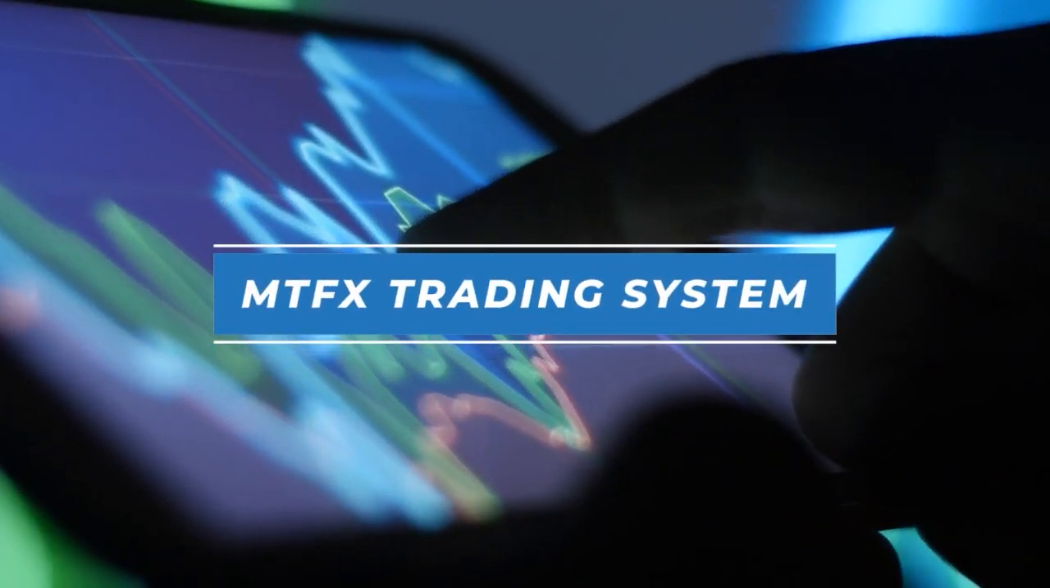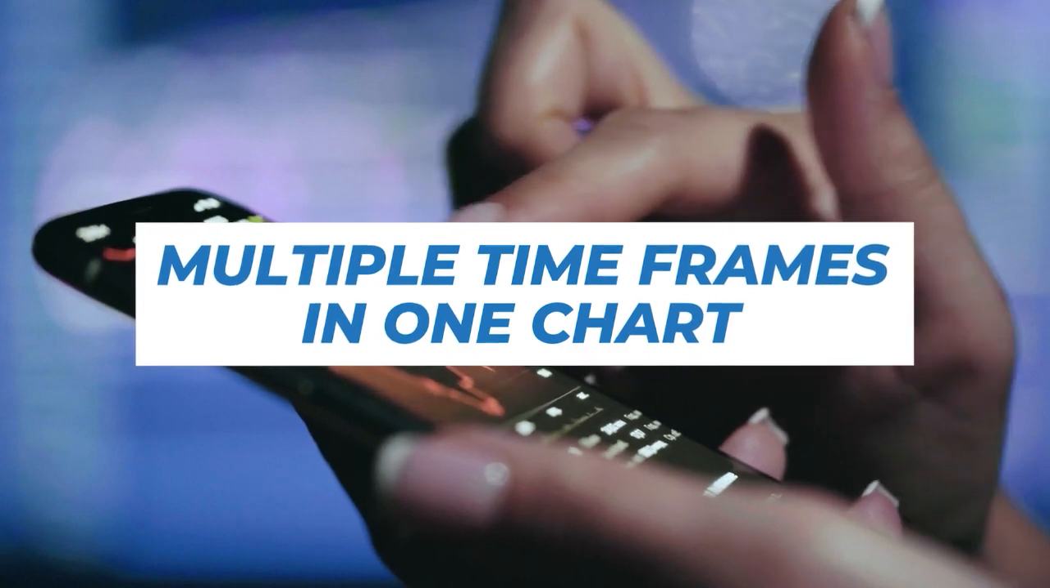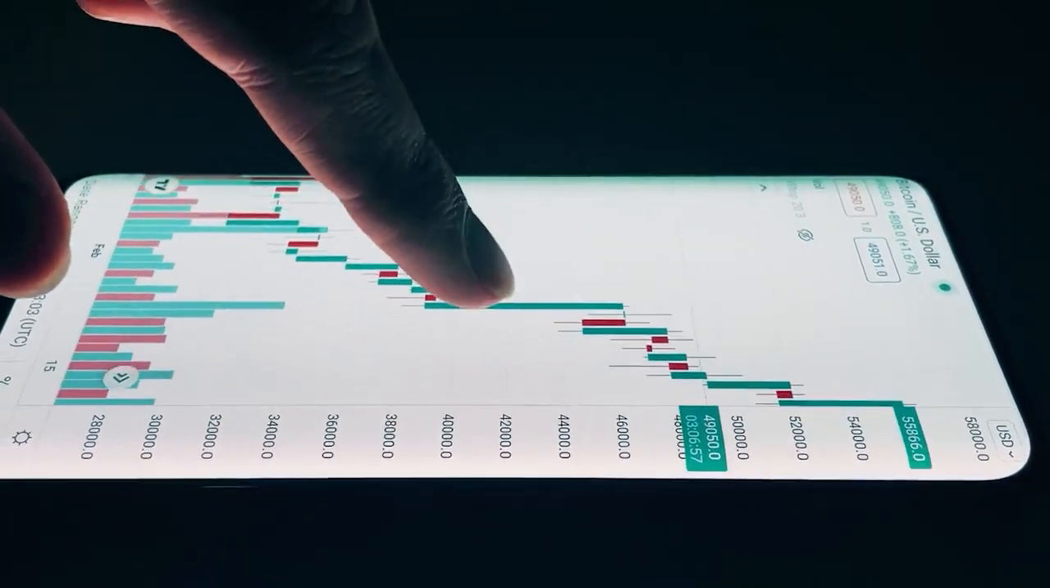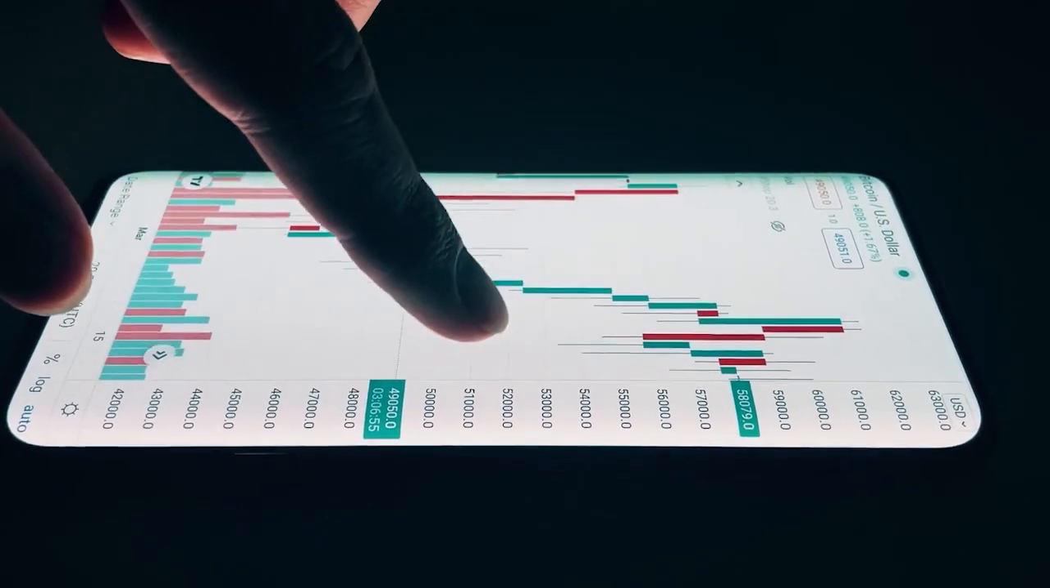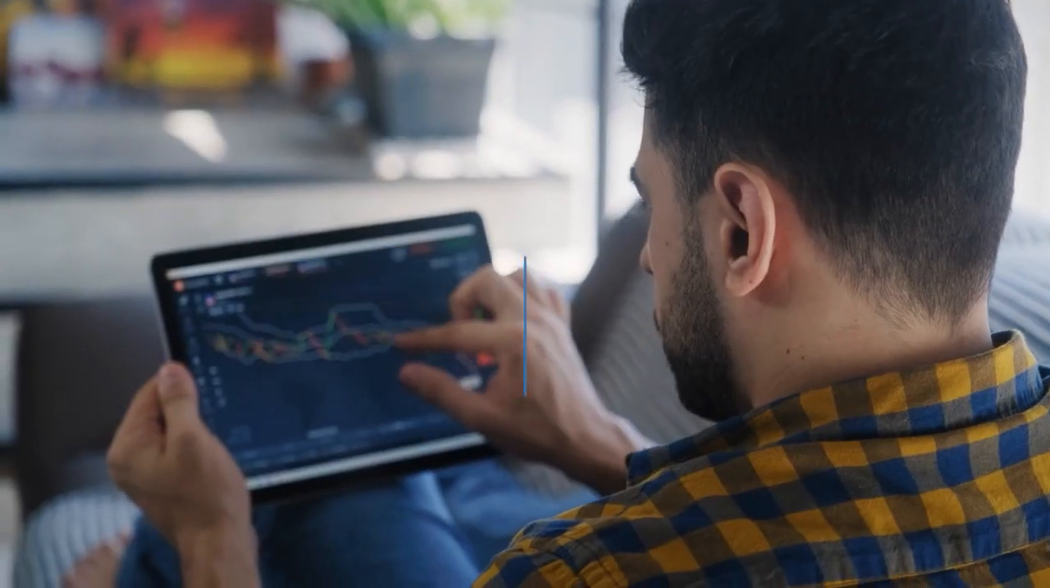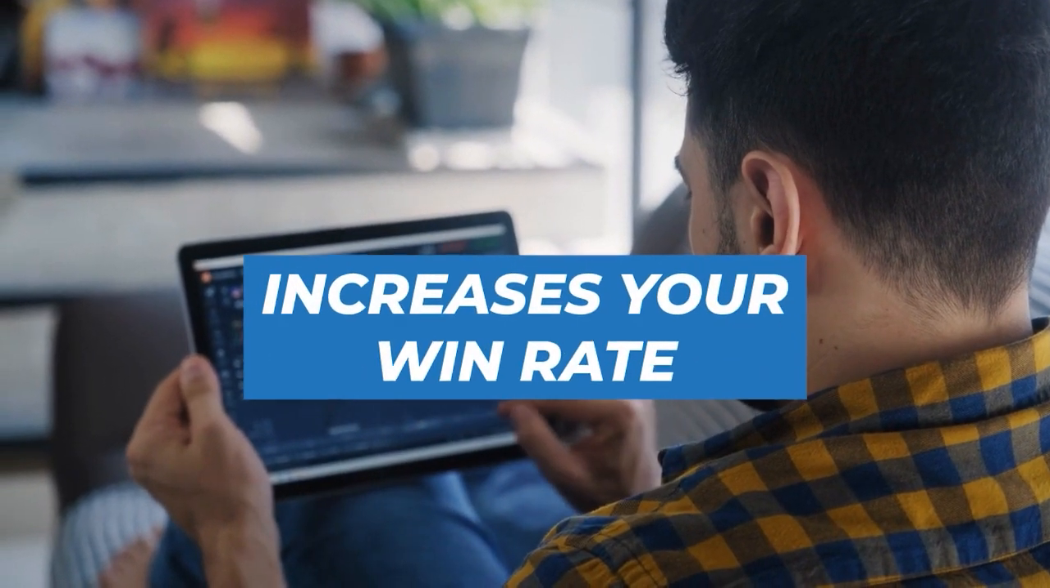It's distinctly unique because it looks at multiple timeframes at the same time through one chart. An MTFX entry will only occur once multiple facets of price information and its criteria have been met, meaning the prospect of entering a trade and going your way is dramatically increased.